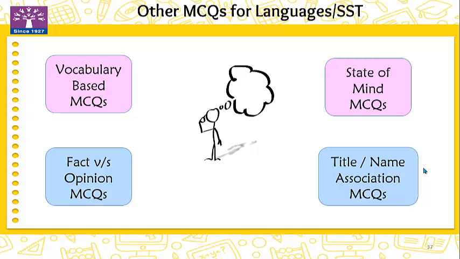So these are some MCQs for languages or even for social sciences. We can design vocabulary-based MCQs, fact versus opinion MCQs, state of mind MCQs, and title name association MCQs. Let's see some examples of these MCQs.